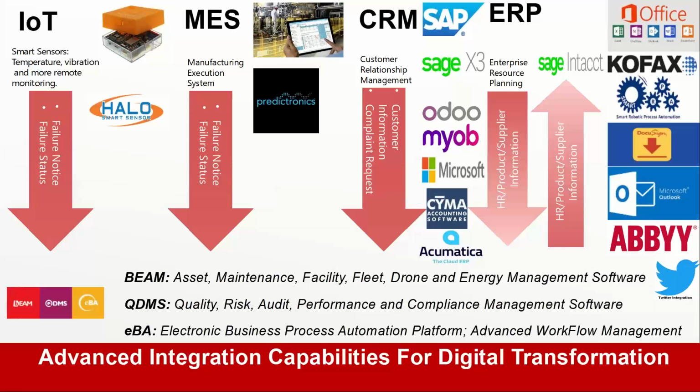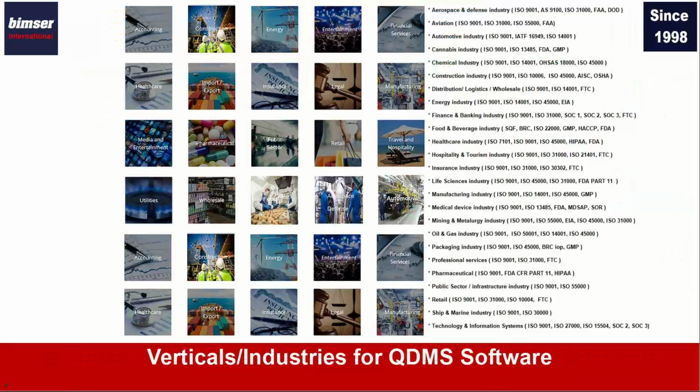QDMS comes with advanced integration capabilities. What it means is QDMS can talk to other systems. It can pull and push data, so there will be no need for double entry for you. It integrates with ERP systems, CRM systems, manufacturing execution systems, as well as smart sensors to pull and push data to help you avoid double entry, and more importantly, to help you automate quality management and compliance management operations digitally.